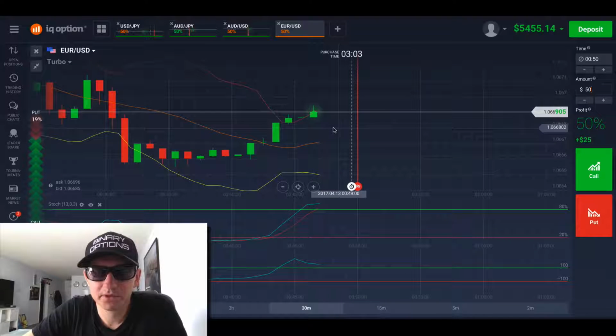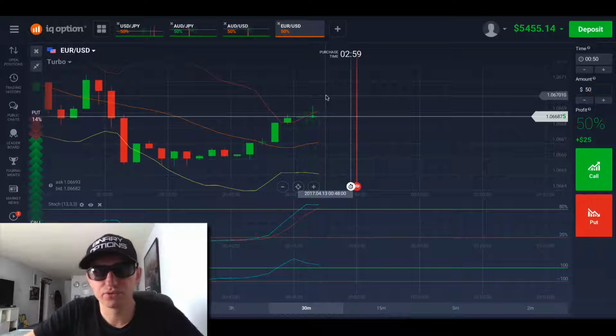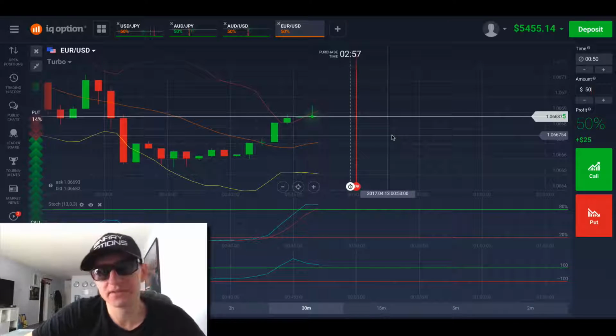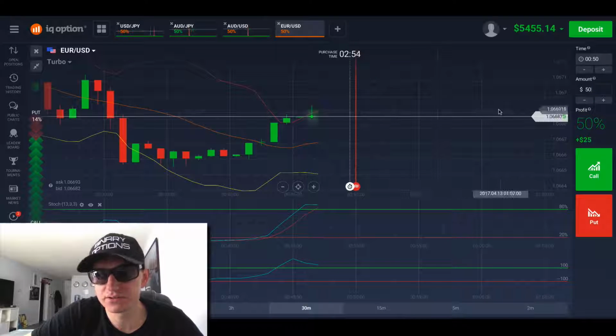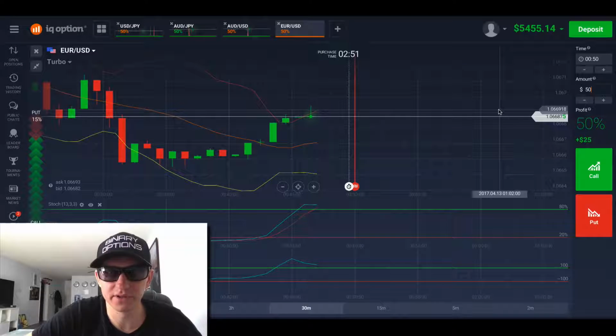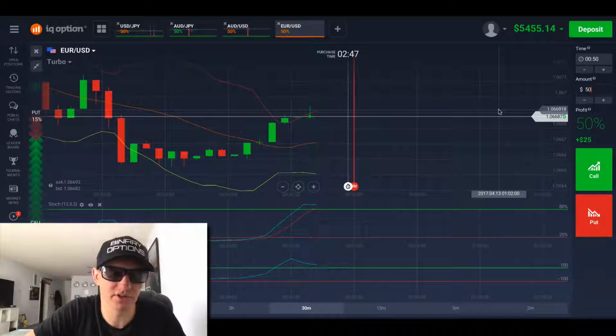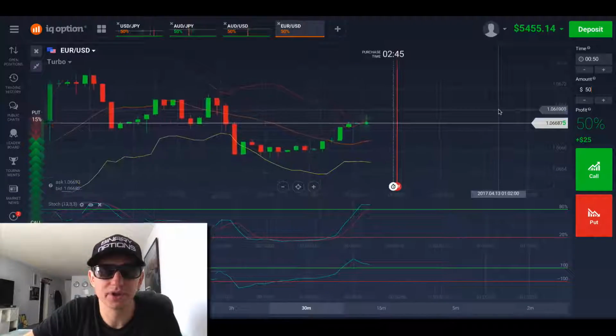And I'm just waiting for this small trend to change its direction. I still see that it tends to go up, but I need to wait until that moment when the trend changes its direction and starts going down again.